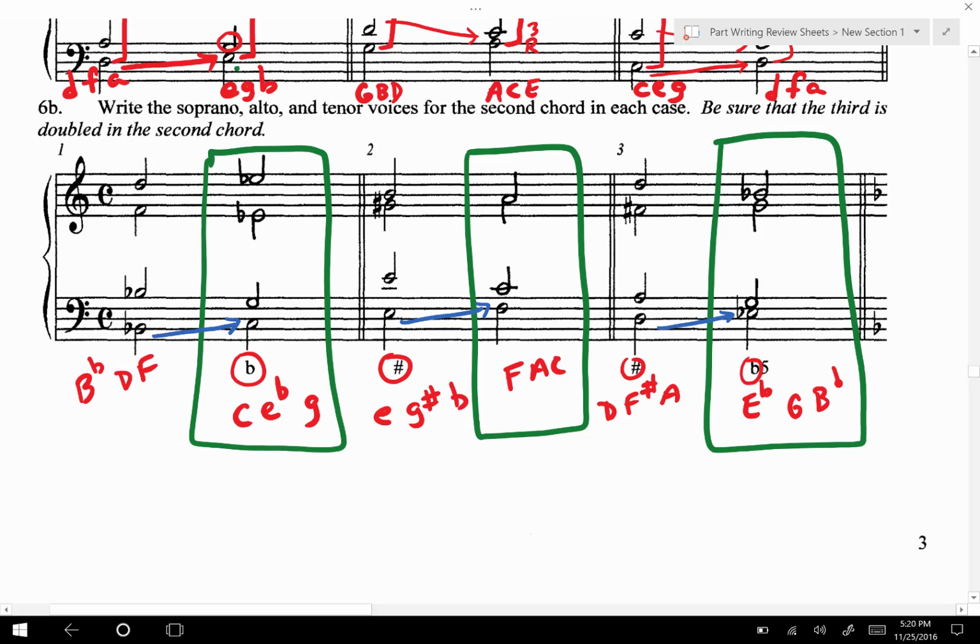So now I want to go back to the first chord and compare the bass with the voice that has the third above the bass. That's the soprano. So we're going to go B flat to D from bass to soprano, moving on over to C to E flat. We're keeping the thirds in the same two voices. When we do that, we're going to have a doubled third, which is the whole idea here. So I've got 1 root, 1 fifth, and there's my 2 thirds.